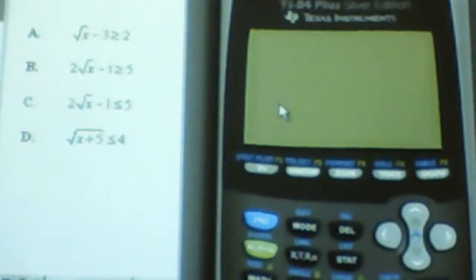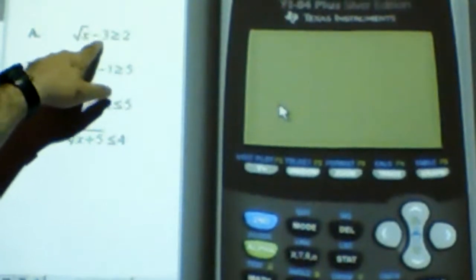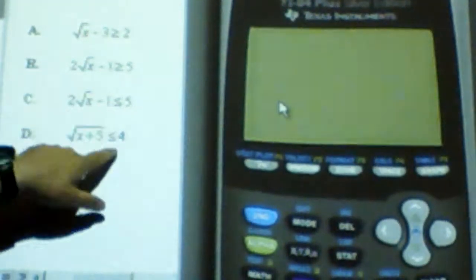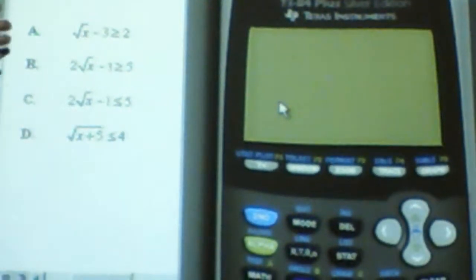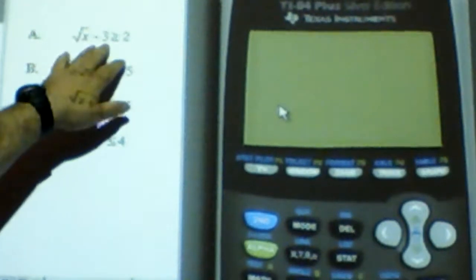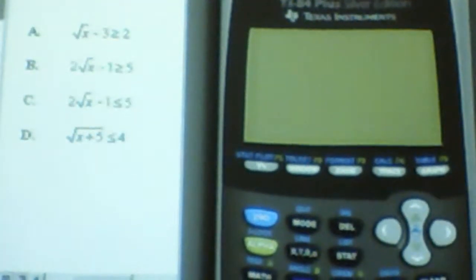There's two main types that you're going to have to solve. One where the x is greater than or equal to, and the other type is less than or equal to. And here's two examples of each one. We're going to do all four. So we're going to start off with this one, which is the square root of x minus 3 is greater than or equal to 2.